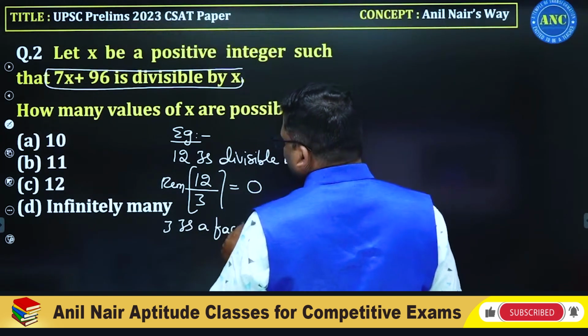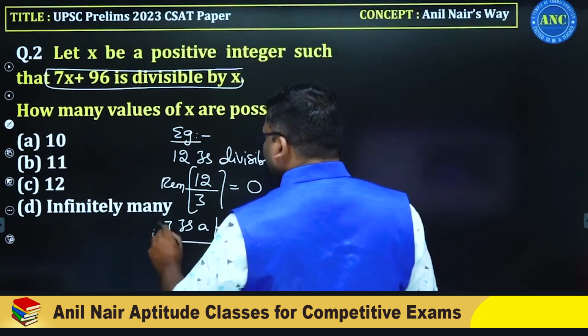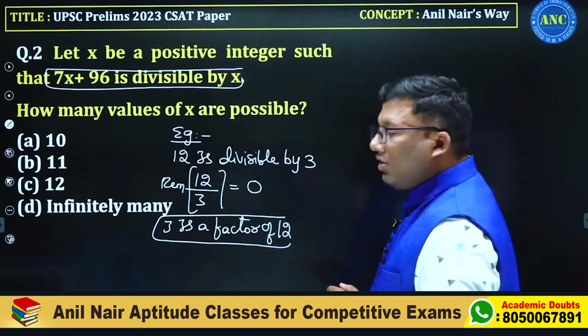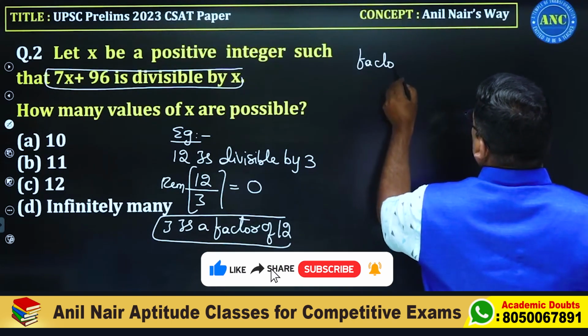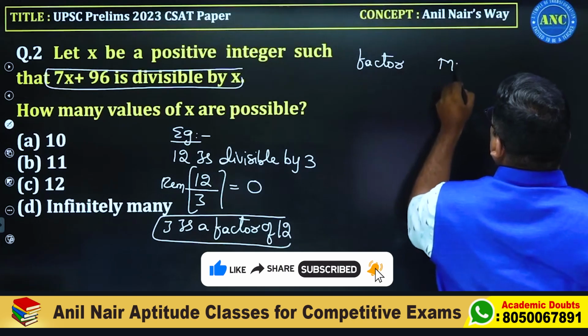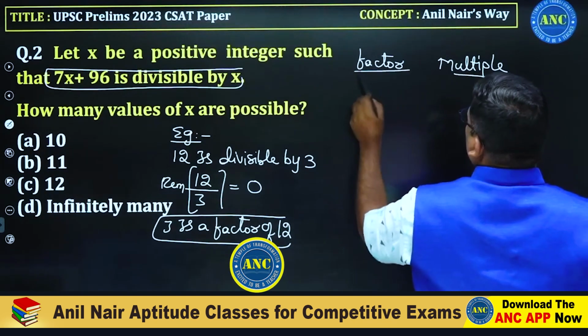3 is a factor of 12. How to define factor and multiple?